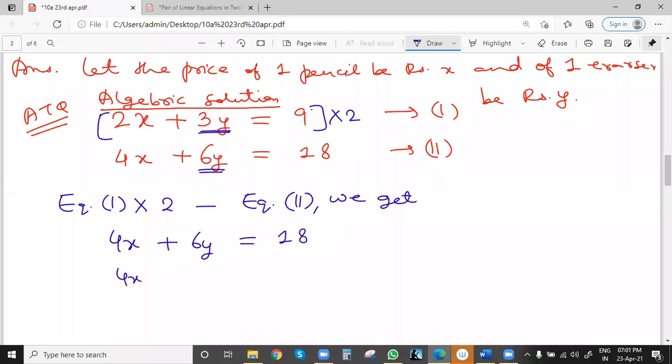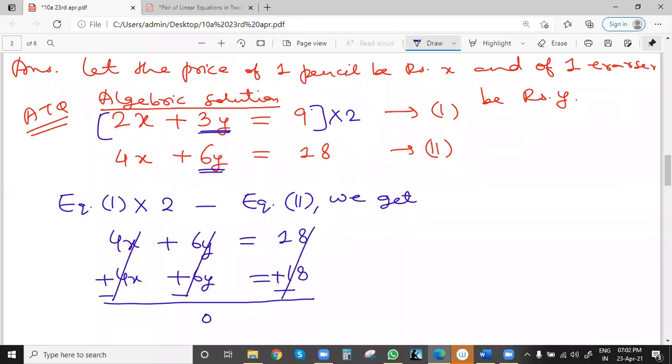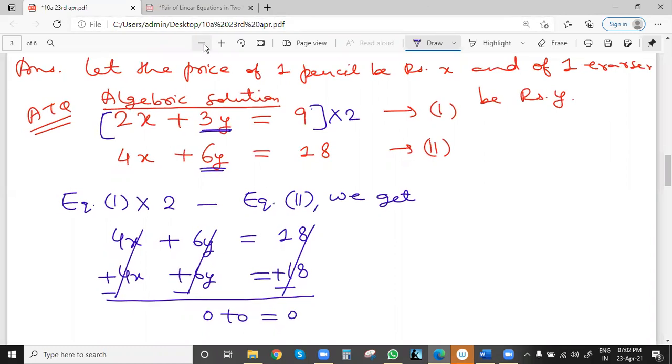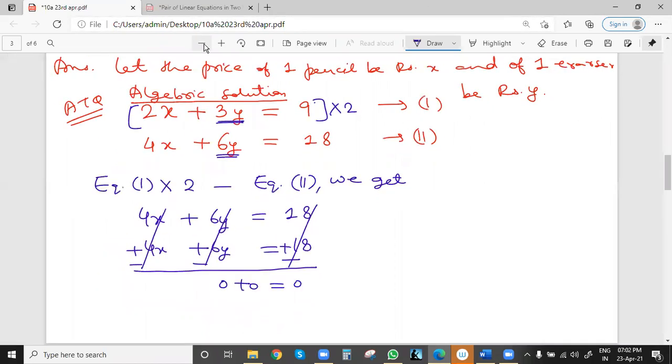Now we will subtract. Plus becomes minus. Everything cancels, means 0. We are getting 0 plus 0 equal to 0. So what conclusion can we have from this? The representation is fine. This is the representation algebraically: 2x plus 3y equal to 9 and 4x plus 6y equal to 18.